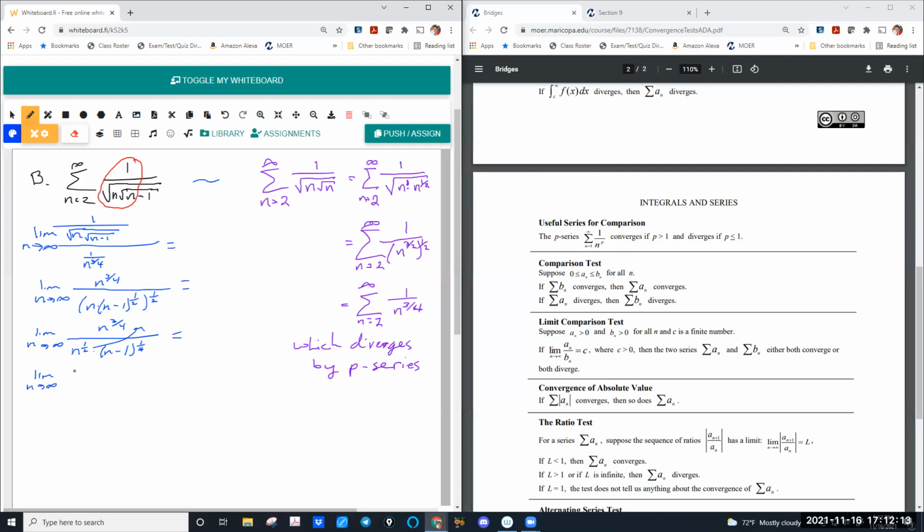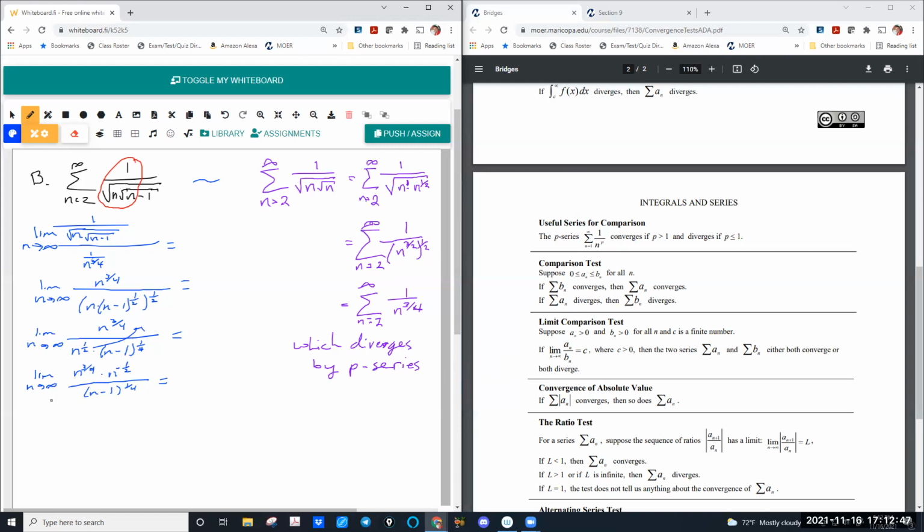Because now what I have is n to the 3/4 times n to the minus 1/2 all over (n minus 1) to the 1/4. Now remember, our goal is to get this limit to become some kind of non-zero constant.